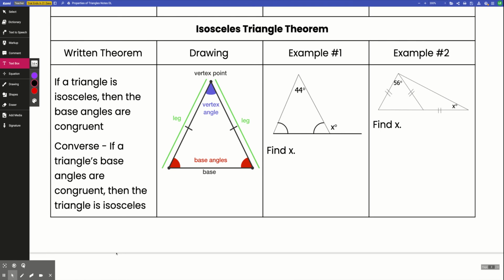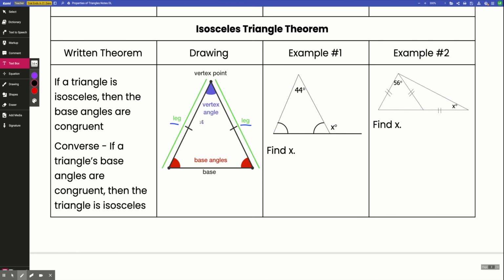All right, folks, so here we are. This is our last theorem, which is for a specific type of triangle. So this is called the isosceles triangle theorem. If you remember from middle school, isosceles triangles have two sides that are equal and one side that is different. Those two sides that are equal are called legs.